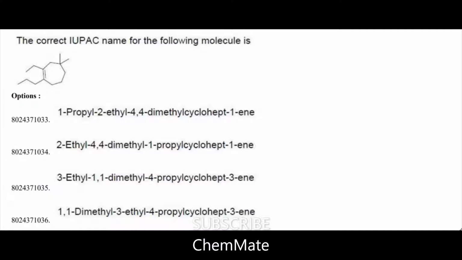So the numbering will either be in this way: 1 2 3 4 5 6 7, or maybe in the opposite direction, that means 1 2 3 4 5 6 7. Now in the first case there are 4 substituents here. One is propyl, normal propyl, the second one is ethyl, and the third one is a 2-methyl group. So the substituents in the previous numbering system will appear at 1 2 4 4 in this position.